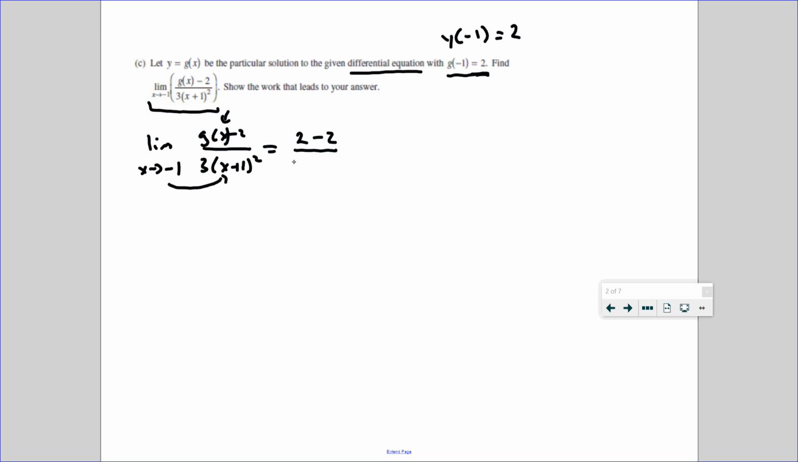Plugging in -1 here, we can get 3 times 0. So notice we get 0 over 0. Now notice we do not write 0 over 0. That's a no-no. AP will give you no credit for that. But writing it this way, 0 over 0, is perfectly okay. So obviously this is L'Hopital's, and we would say this is indeterminate.